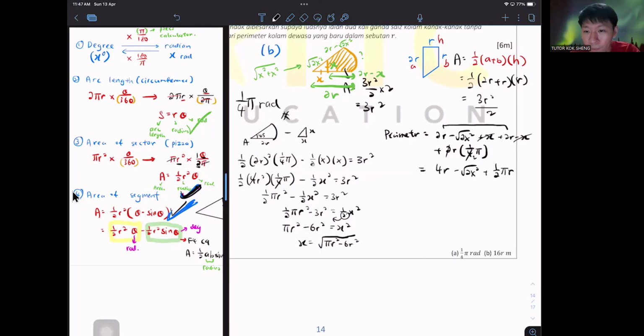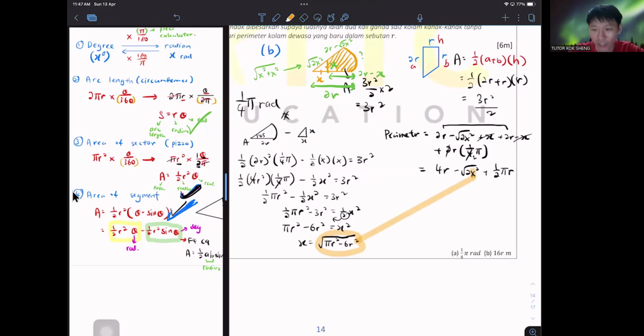So then continue the last one. Sub in x inside here. You should get the answer in terms of r already. But again, this answer is wrong.